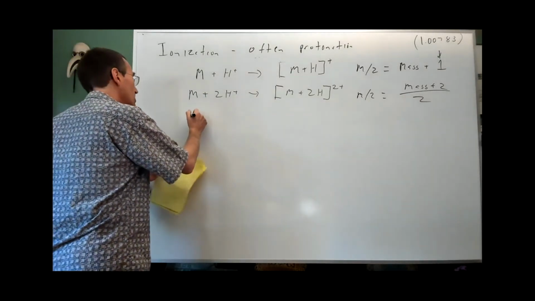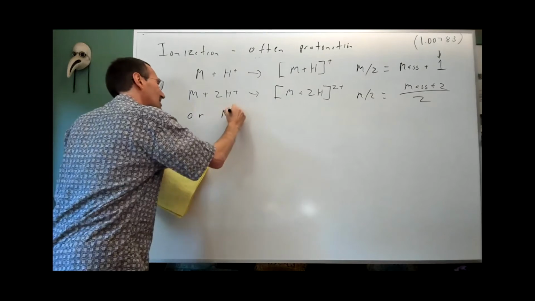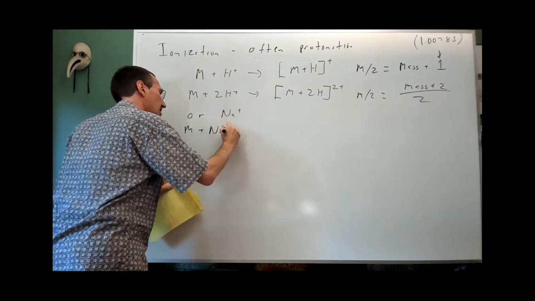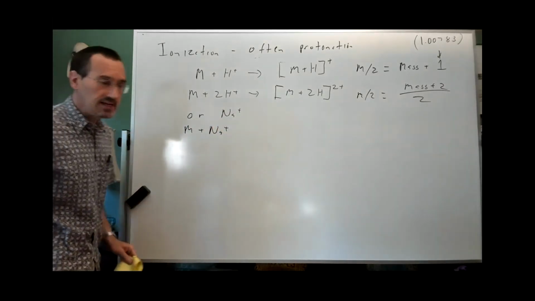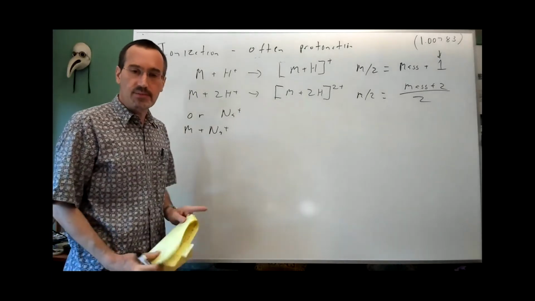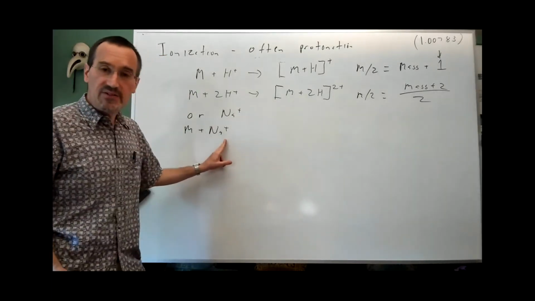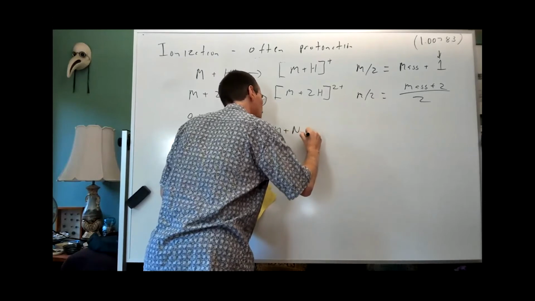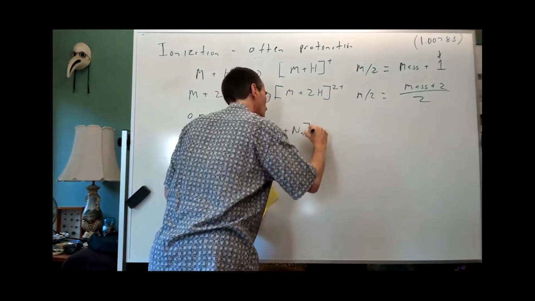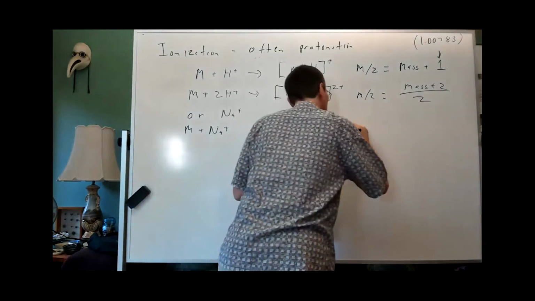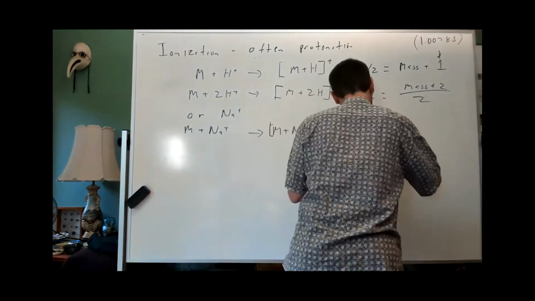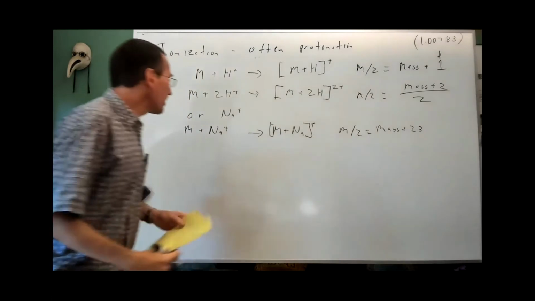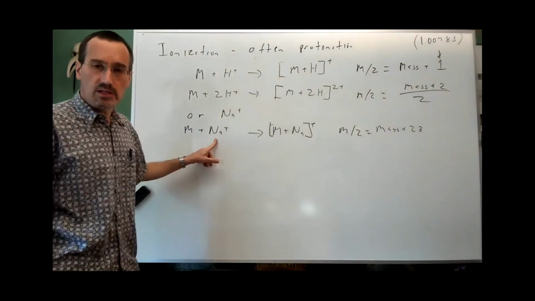Now, I also mentioned you could pick up a sodium. So you can pick up the sodium ion. And so if we're comfortable writing the molecule picking up a proton, we should also be able to be comfortable with the idea of it picking up a sodium. And you could write this as M plus Na plus. And then that's going to give us an M to Z of mass plus 23.